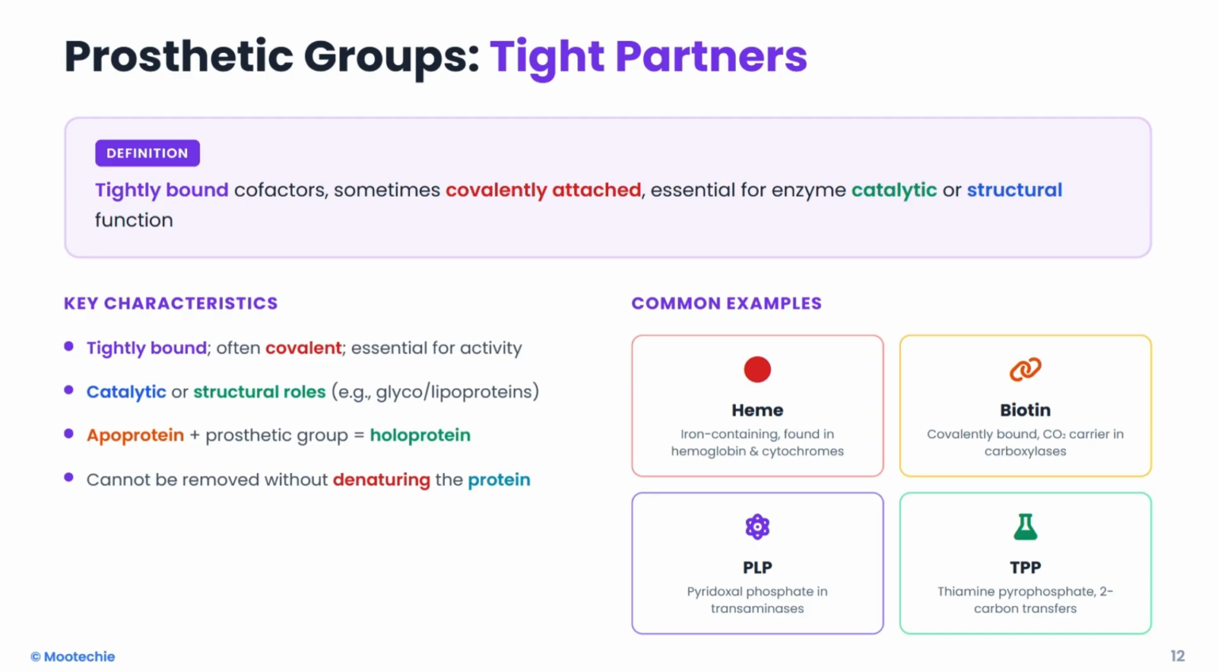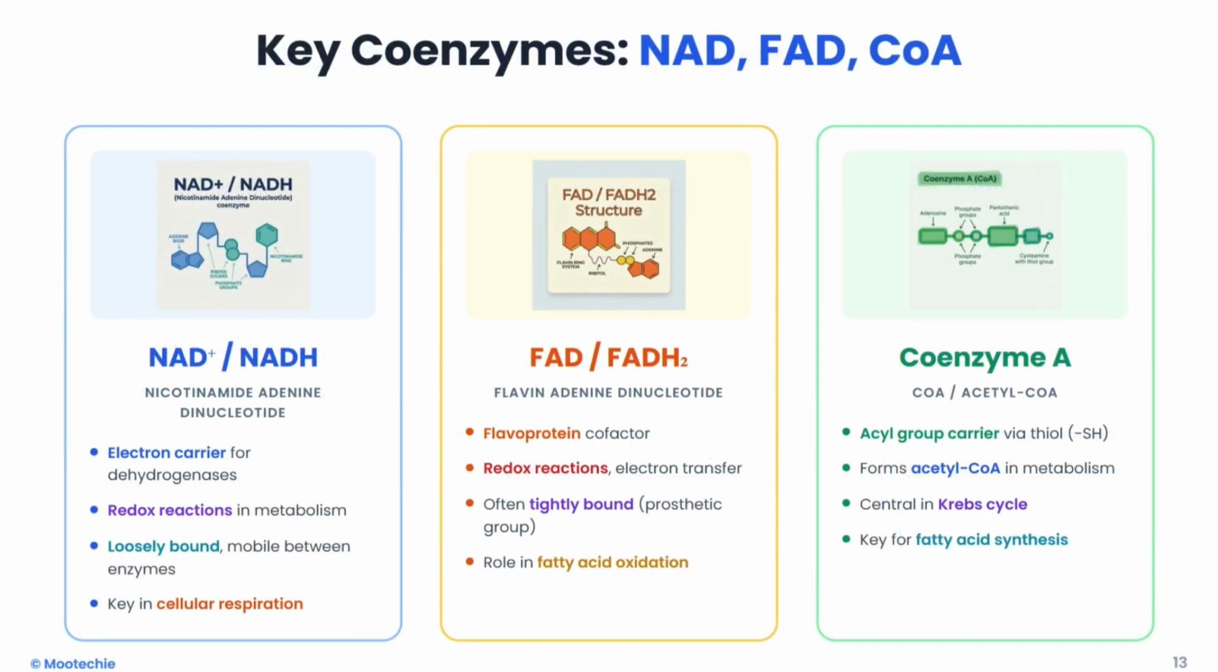Let's zoom in on some of the most famous coenzymes you'll encounter. Key coenzymes, NAD, FAD, and CoA. First, NAD+ and NADH, nicotinamide adenine dinucleotide. This is a primary electron carrier for dehydrogenases. It's central to redox reactions in metabolism. It's loosely bound and mobile between enzymes, and it's key in cellular respiration. The slide shows its molecular structure.